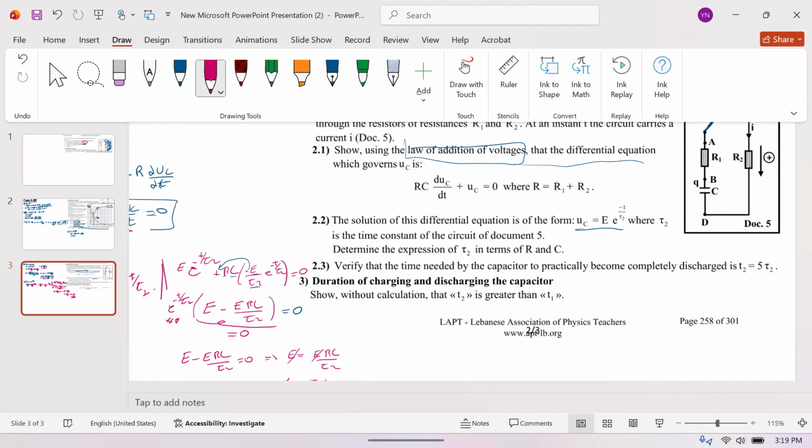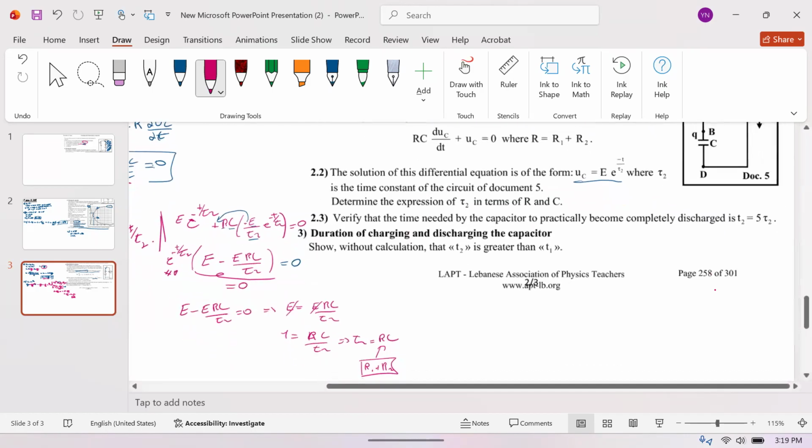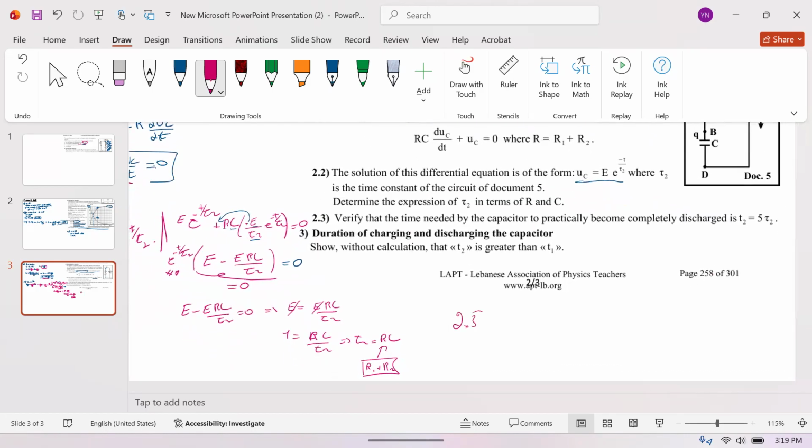Okay, now we found the expression. 2.3, verify that the time needed, it's the same thing, same type of questions. How much time does the capacitor need to completely discharge? It's 5 tau. But 5 tau here is 5 RC, with R being R1 and R2 together. So we have to be careful here, okay? So it's 4 times 10 to the power 3, because it's 4 kilo ohm each one of them, times C, which I just got in the first part.